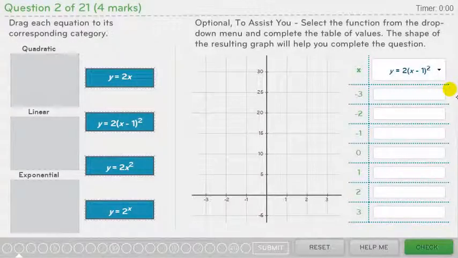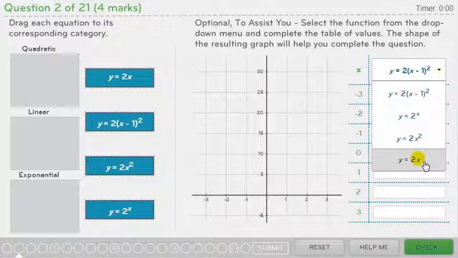In this question, we need to drag each equation into its corresponding category as being either quadratic, linear, or exponential. Let's first start by graphing each of these equations to see what the function looks like.